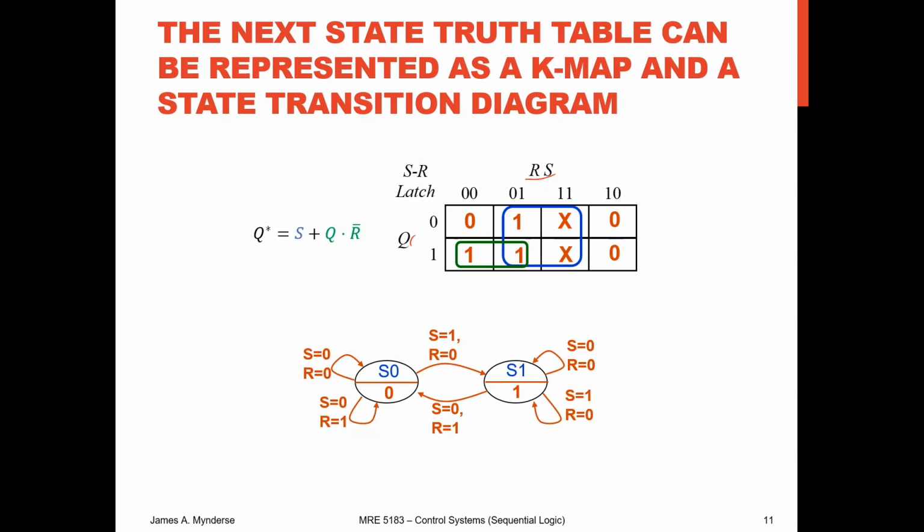Notice what's missing here is that we've not included the case of R equal to S equal to 1, because that's not allowed. So we're not even going to draw it in. So there we go. There's our state transition diagram. There's our K-map, and our truth table for the next state logic was on the previous slide. So that's all the stuff that we need in order to describe the next state.